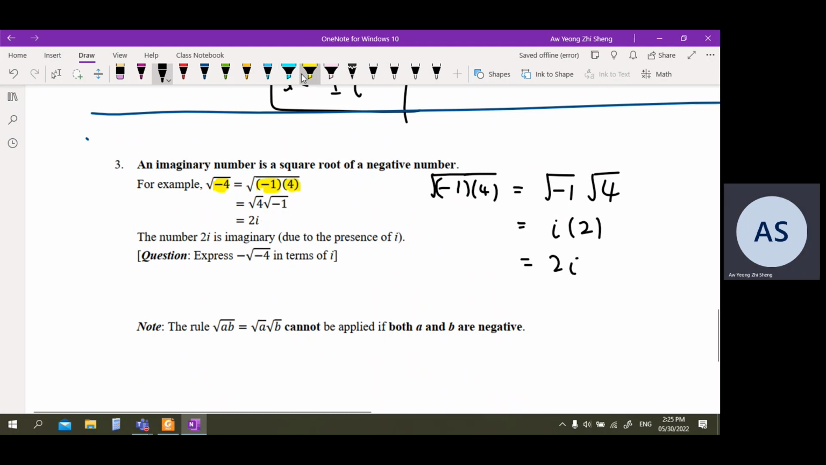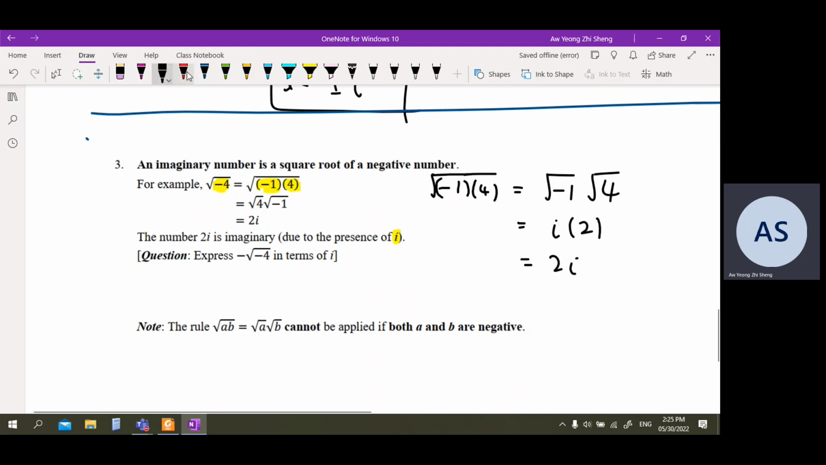The number 2i is an imaginary number because of the presence of i. Any number that is i multiplied by some real coefficient is known as an imaginary number. There is one question here: express the negative of the square root of -4 in terms of i.